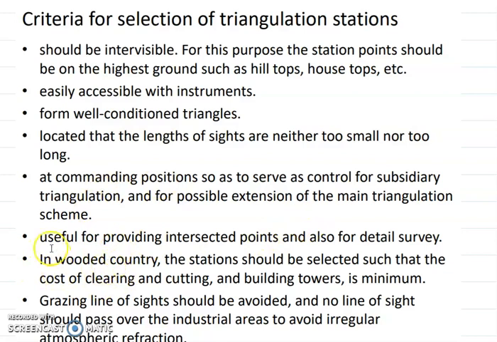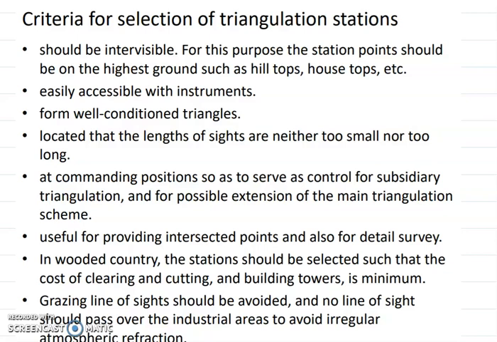Okay. Then the station should be useful for providing intersected points and also for detailed survey. If there is any particular point in your entire survey area which you find important, let's say you are surveying a place and you find out there is a cavity in a place, suddenly there is ground subsidence, you should be able to get all this critical information from the triangulation station, whether it is main or a subsidiary triangulation station. It should be in a state to cover your entire command area.